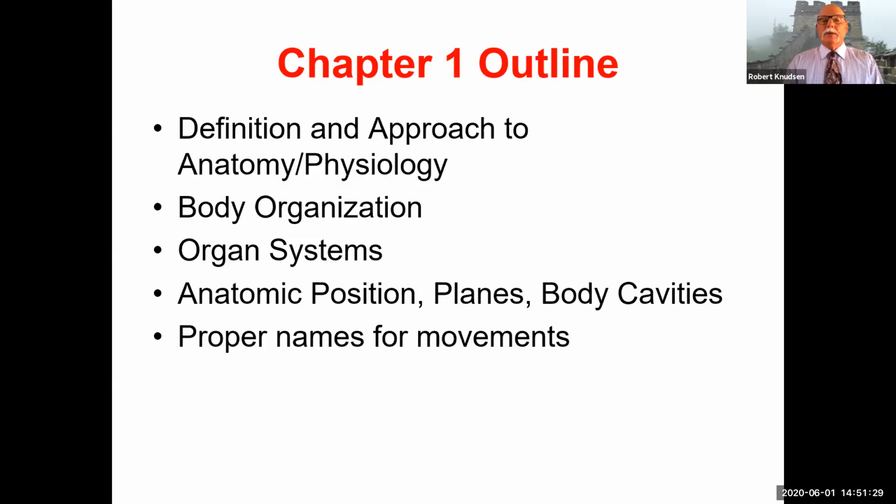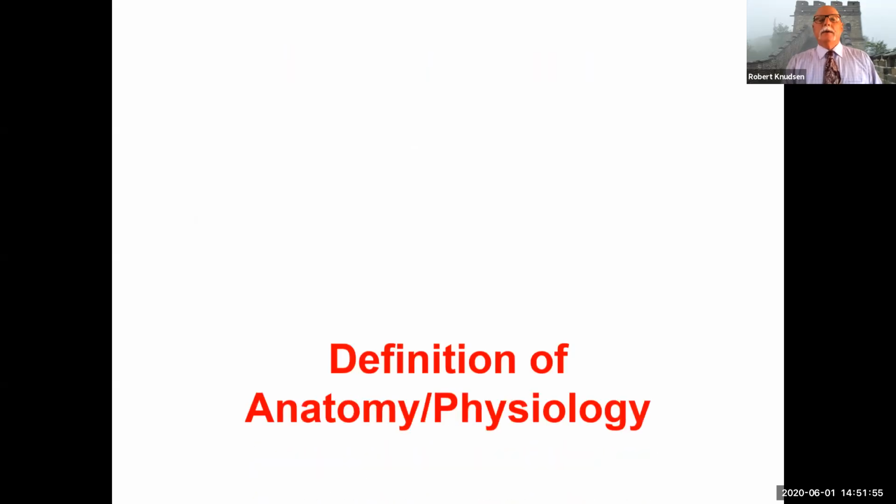The next bullet, proper names for movements. Remember we talked about anatomical position? Well, when you move, what is that called? When I shorten the angle, that's flexion. When I increase the angle, that's extension. When I move to the side, that is abduction. When I move it back, that is adduction. You see? So we have names for all that. We'll do that.